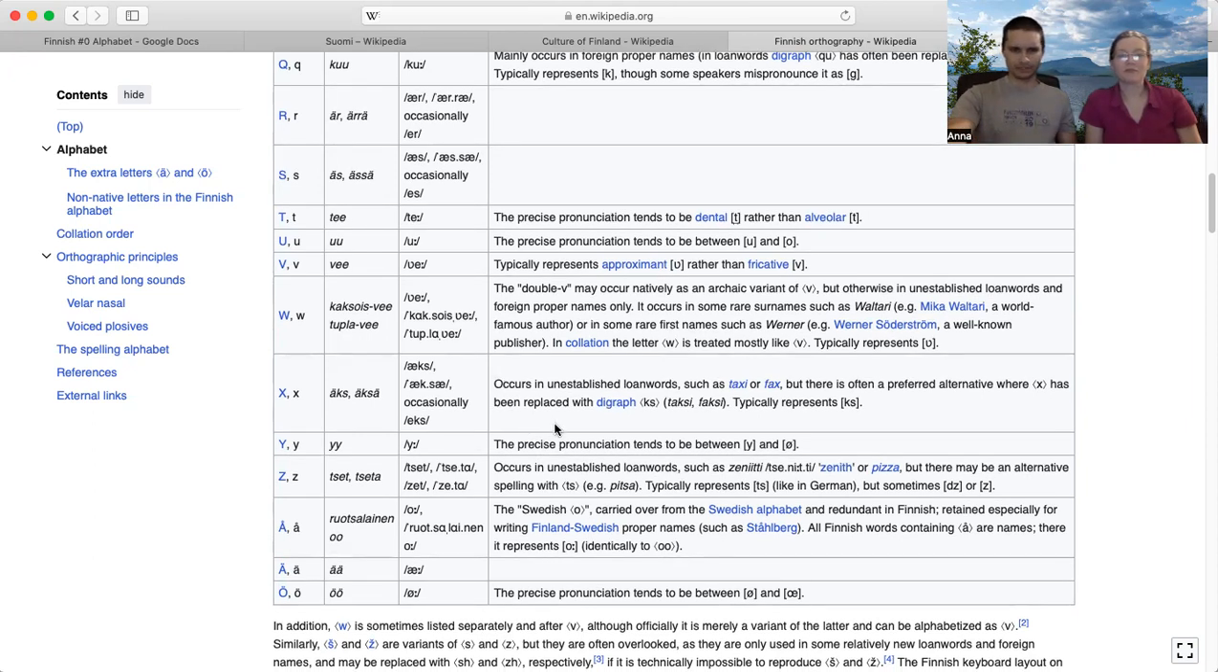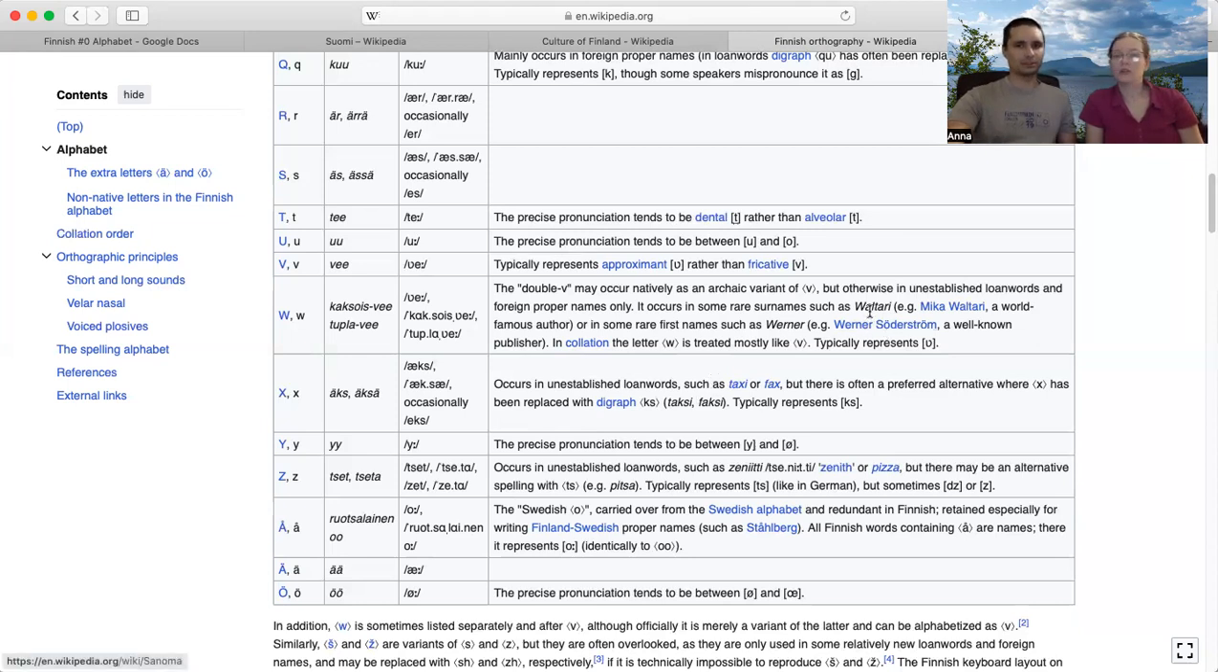W, kaksois-V or tupla V. I would say, I don't know, both. In Finnish, we don't have V and W. We just have V. So we don't have the W sound actually.